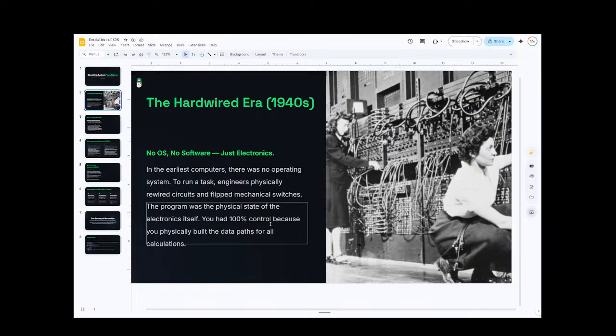You had 100% control because you physically built the data paths for all calculations. Since we have the electrical connections and the switches are in our hands, we had 100% control of the data flow. We are the controllers of it. If we control it this way, it behaves that way, rather than glitches and so on. There were no glitches at that time, but it needed a huge workforce to work on these things.